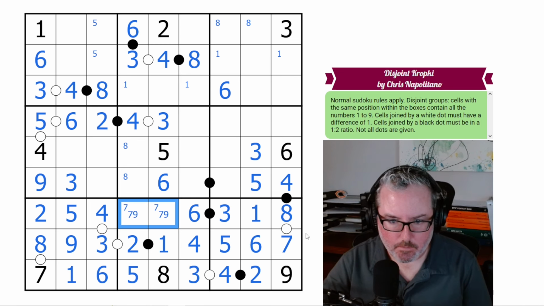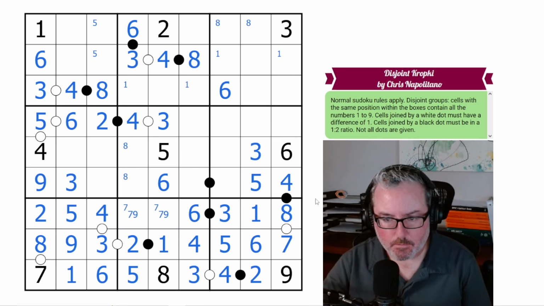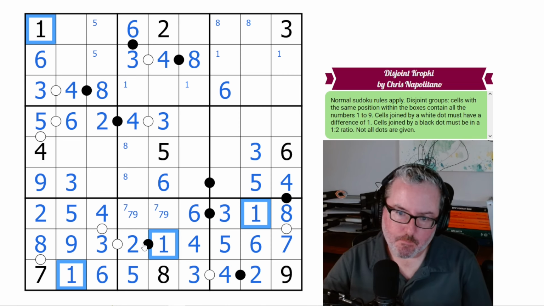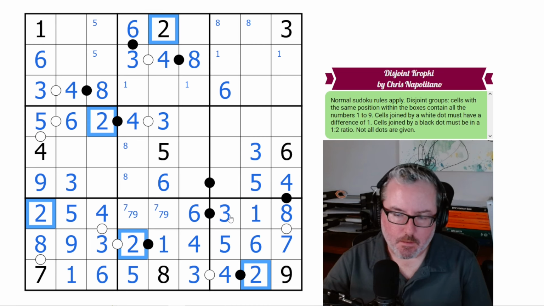Correct? Yeah, we don't have any information up on those just yet. Now, do I just kind of keep going with Sudoku here? Now that things have started to fill in, we should have better information.